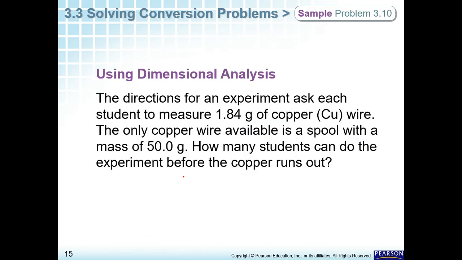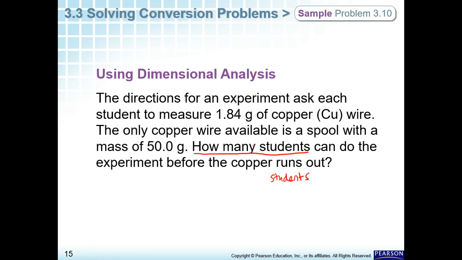So let's work through another example. This one says the directions for an experiment asks each student to measure 1.84 grams of copper, which is abbreviated Cu. The only copper wire available is a spool with 50 grams, and it wants to know how many students can do the experiment before the copper runs out. You need to ask yourself, what are you trying to get to, or what are you trying to find? Here, it's asking for how many students. So that's what I'm trying to get to, is students.